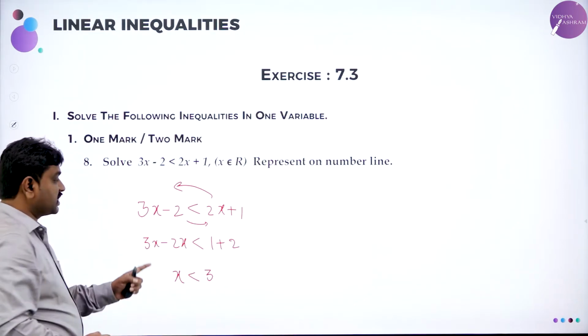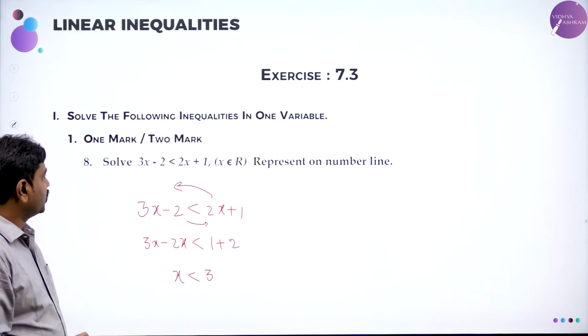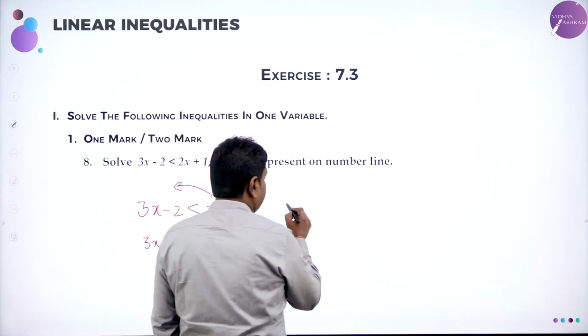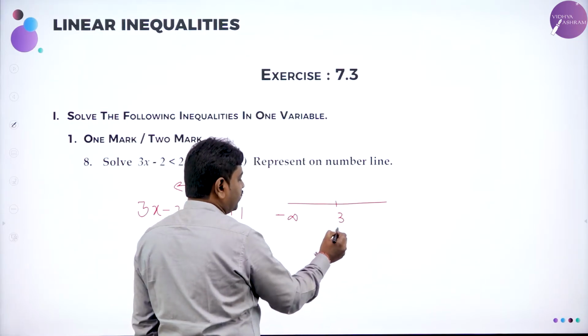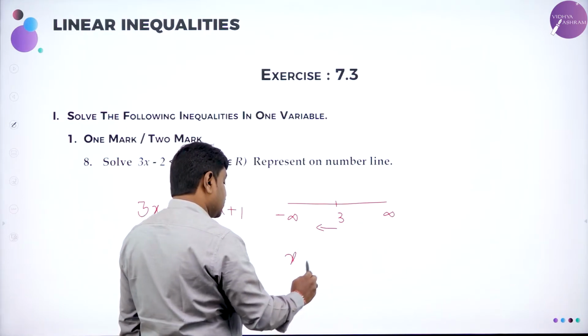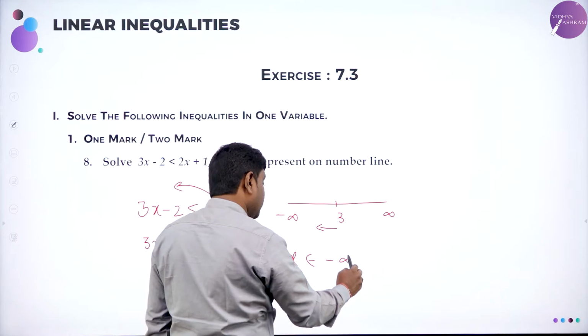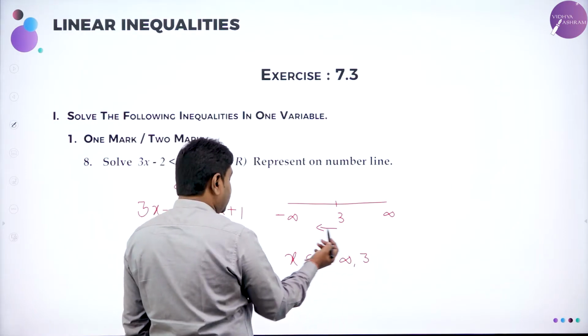So we read this as x is strictly less than 3. X less than 3 you are getting. So therefore, on the number line we'll have 3 here. Less than means go left, the left side will have negative infinity, the right side positive infinity. So x strictly less than 3 means x belongs to minus infinity till 3, because we can't cross 3, it is less than 3. But 3 is not included.